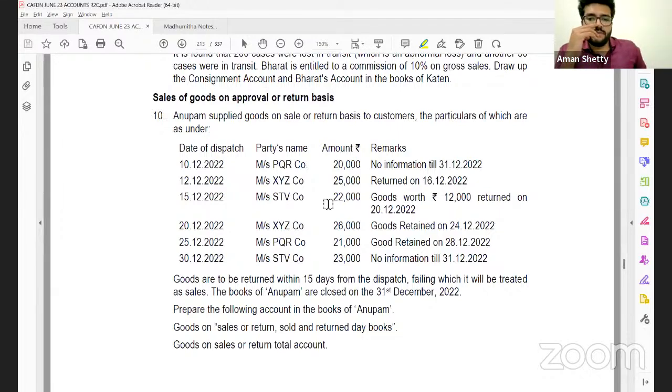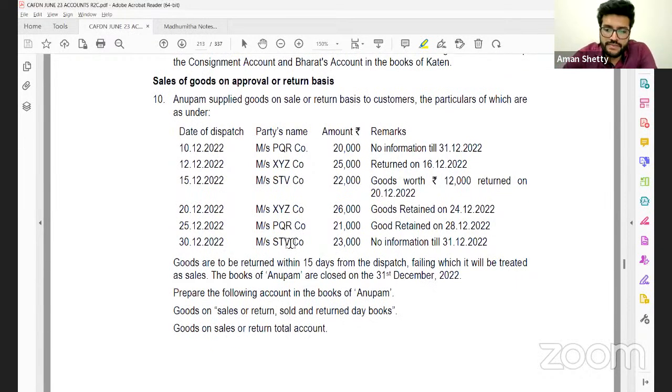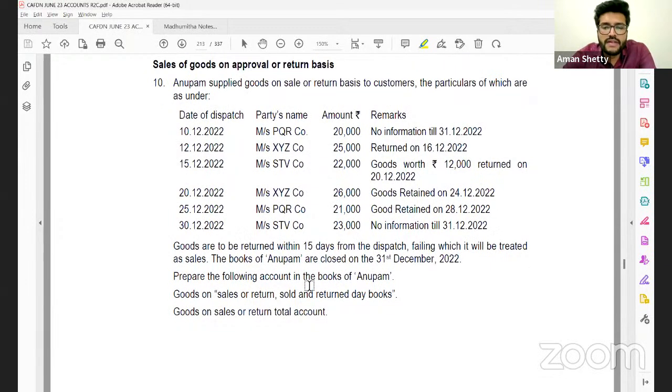Goods are to be returned within 15 days from the dispatch, failing which it will be treated as sales. The books of Anupam are closed on 31st December 2022. Prepare the following accounts in the books of Anupam: goods on sale or return sold and returned day books, and goods on sales or return total account. Okay, simple. You're supposed to prepare the day book and then prepare the sale or return total account.